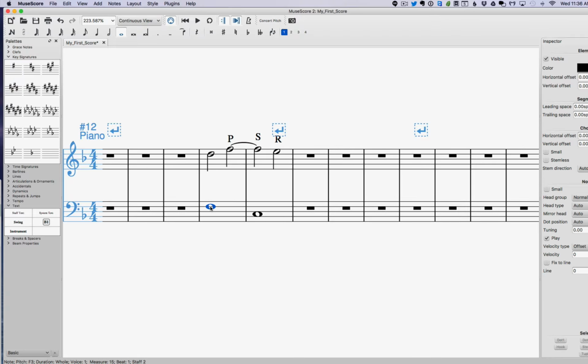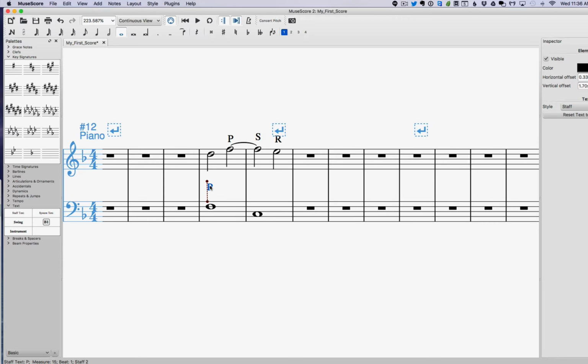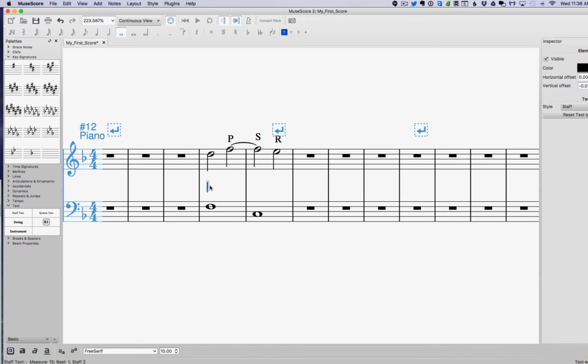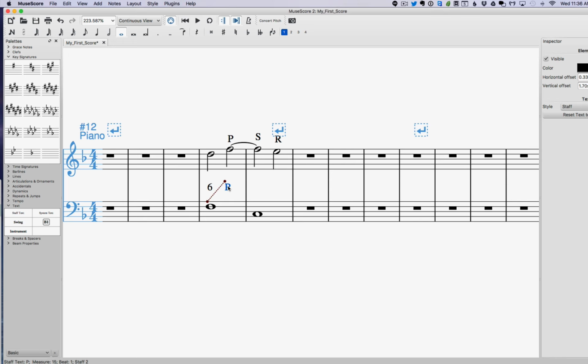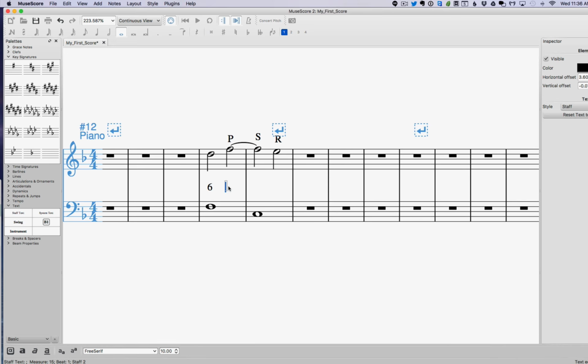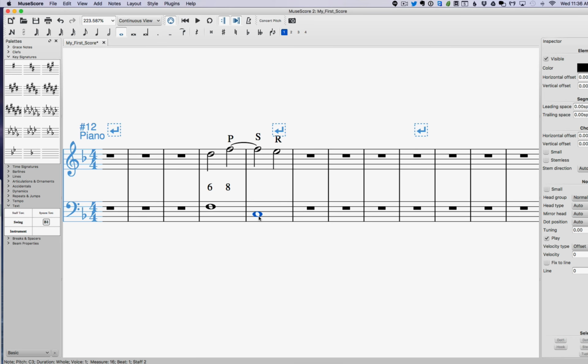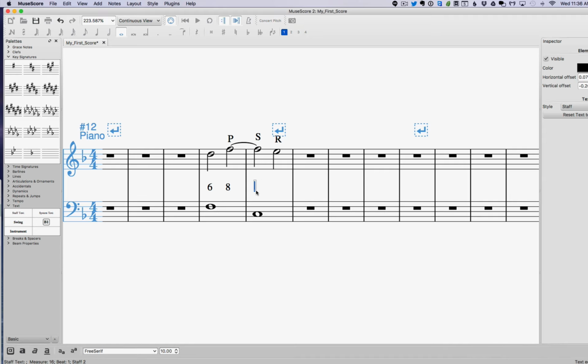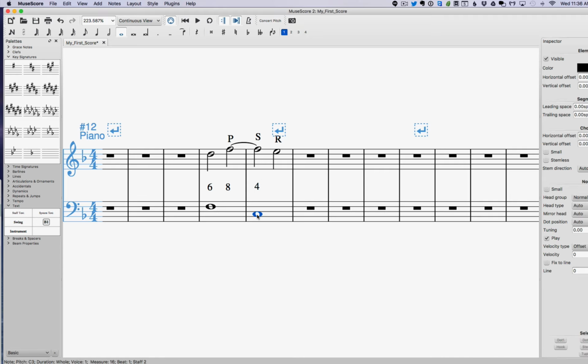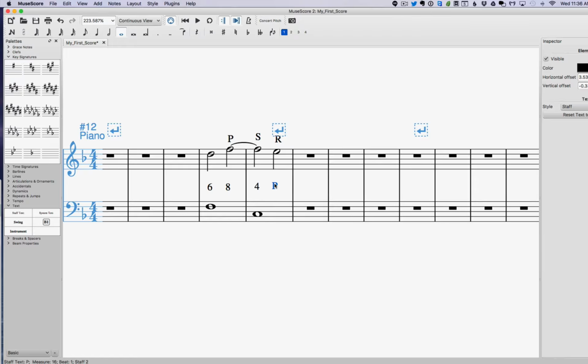Next, let's look at our intervals. So this interval is a 6th. This interval is an octave. This interval now is a 4th. And this interval is a 3rd. Okay, that gives us the answer we want on how to label this suspension.